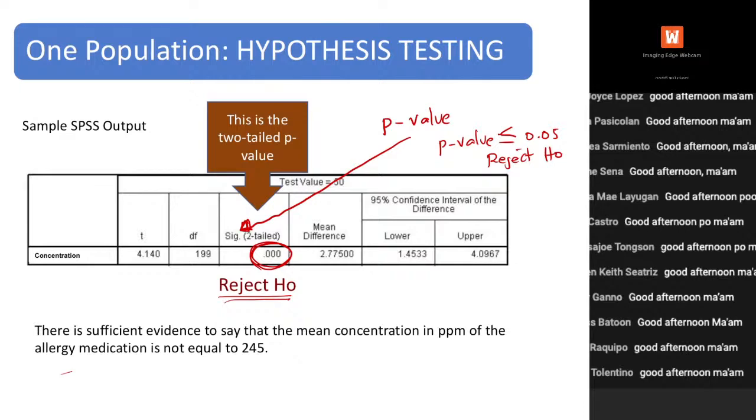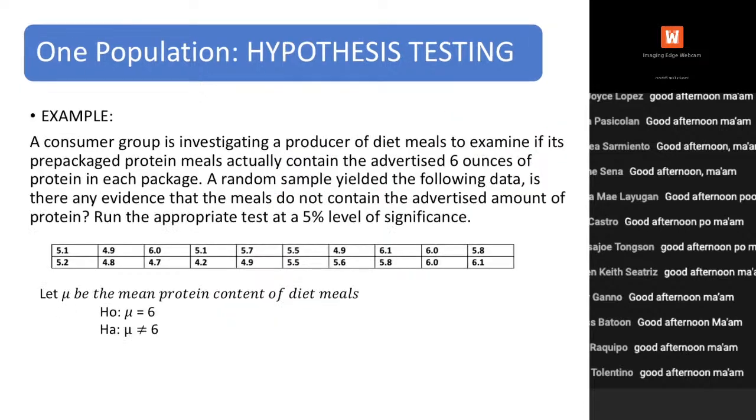Now, still one population, but what if assumptions are violated? Okay, what if the assumptions are violated? I will not be asking you to compute anymore. Ganito na lang, I'll be giving you problems, and then I identify the appropriate test statistic, whether parametric or non-parametric. Okay? Now, we move on to the next.